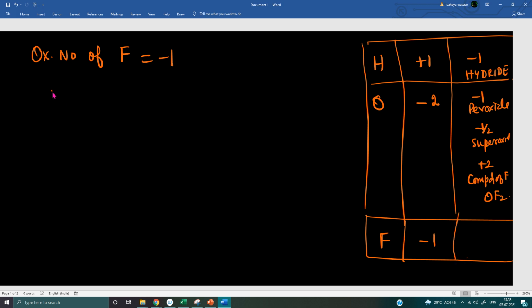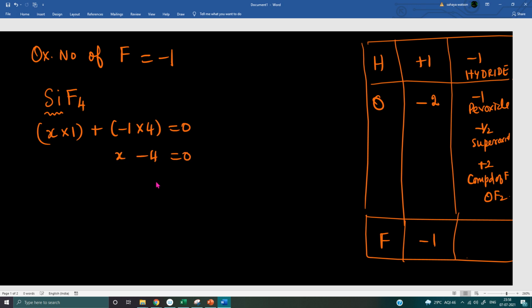So let me have some examples. SiF4. Now we are going to calculate the oxidation number of Si. So Si is x into 1 plus, for fluorine it is minus 1, minus 1 into 4, equals 0. So x minus 4 equals 0, x equals plus 4. So plus 4 is the oxidation number for silicon.